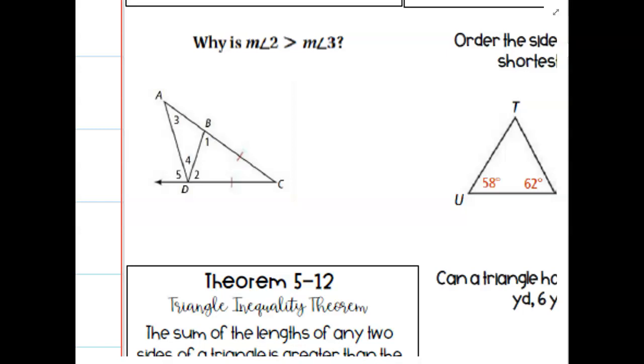Angle 3 is an interior angle of this triangle, but angle 2 is not the exterior angle. Remember, to create an exterior angle, you have to extend one of the sides. That would be the exterior angle, right? 2 and then that little gap right there. So 2 is not an exterior angle.